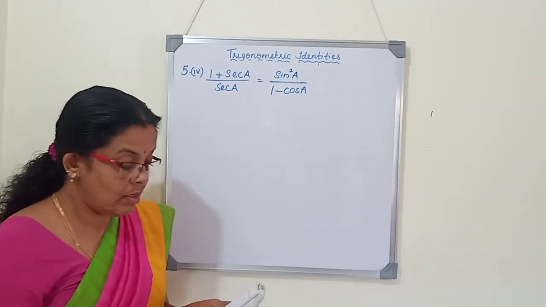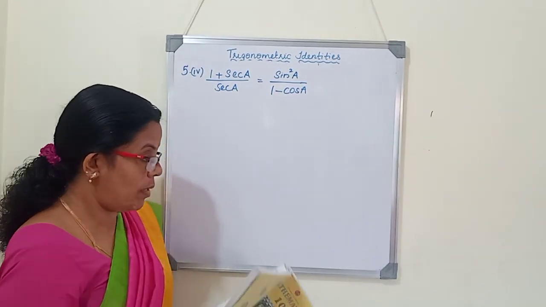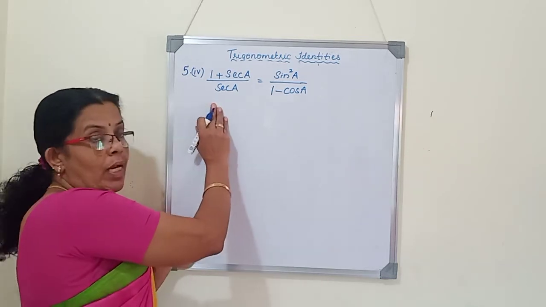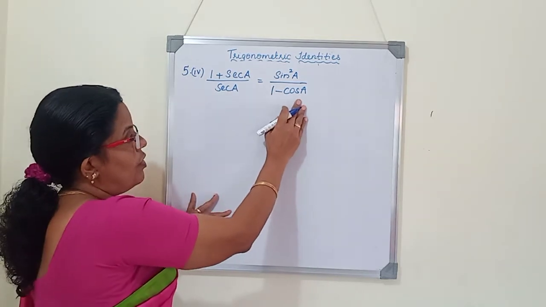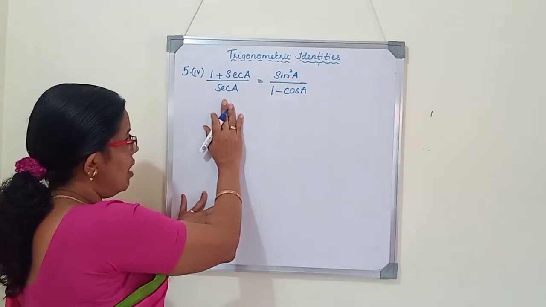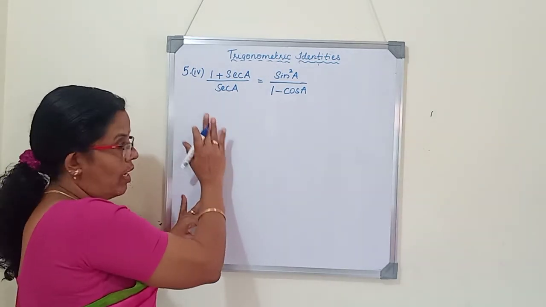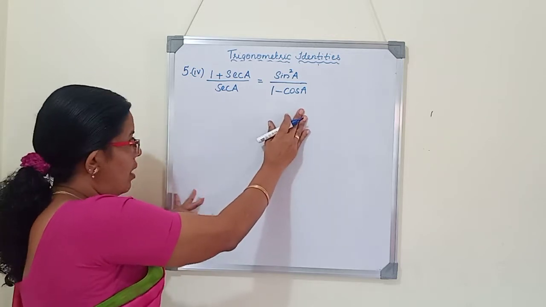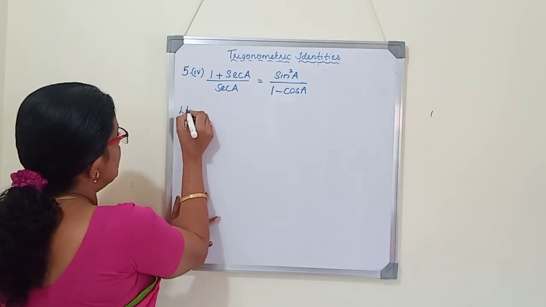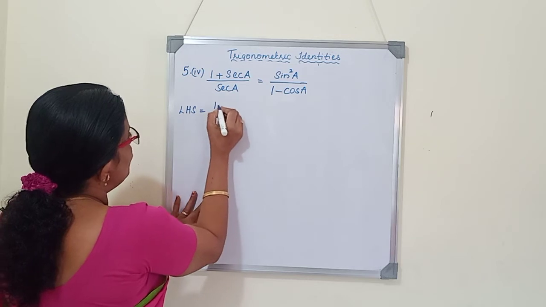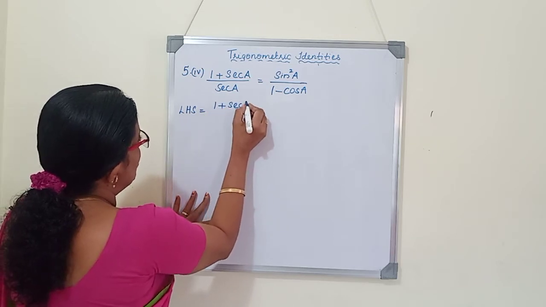Here they have given the hint, simplify LHS and RHS separately. That is, if we start from LHS, we won't get RHS, or if we start from RHS, we will not get LHS. So we will start from LHS. However much we can simplify, we will simplify and stop. Then we will start from the RHS. So here LHS equals (1 plus sec A) by sec A.